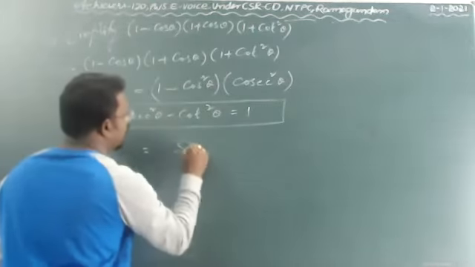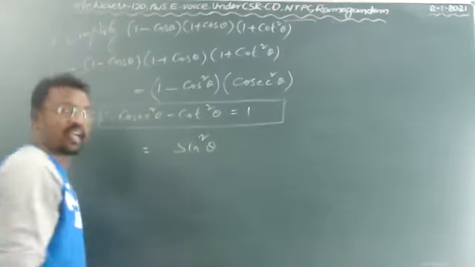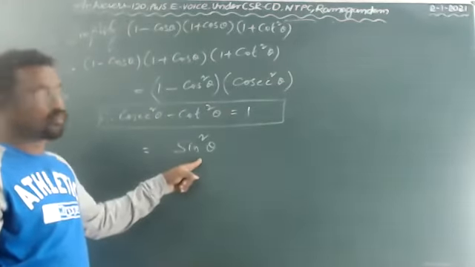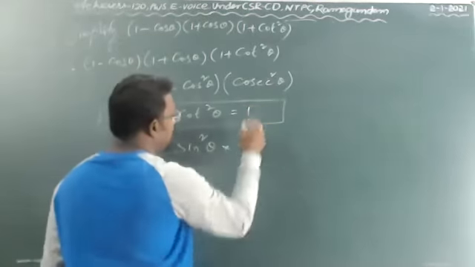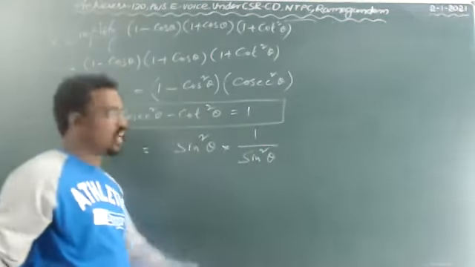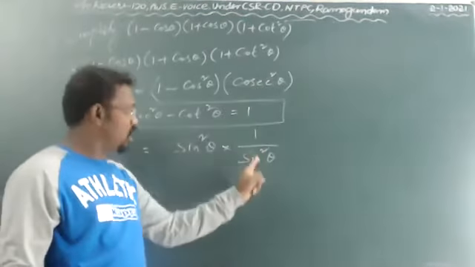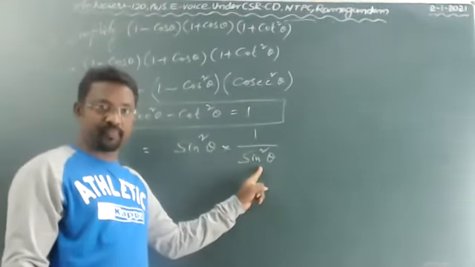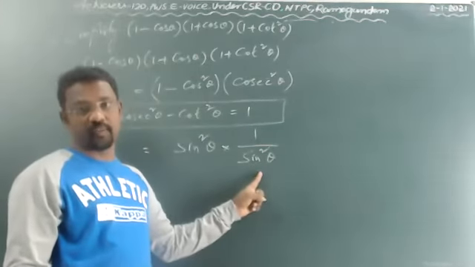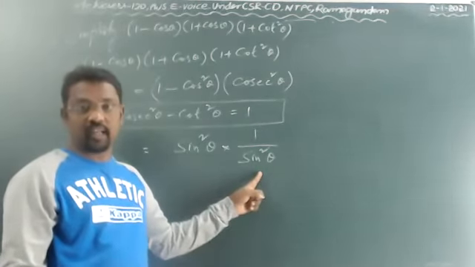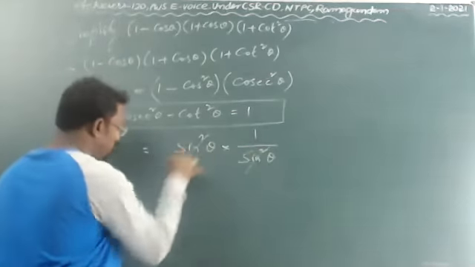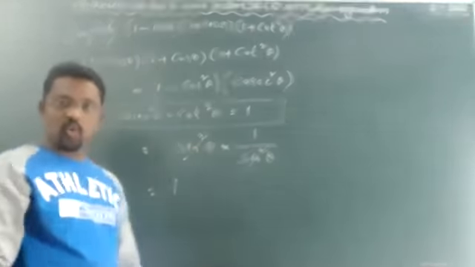1 minus cos square theta you can write as what? Sin square theta, by the first identity. And what is the reciprocal of cosecant? 1 by sin. Here cosecant square is there, so you can write this as 1 by sin square theta. So these two will get cancelled, and the remaining is 1.